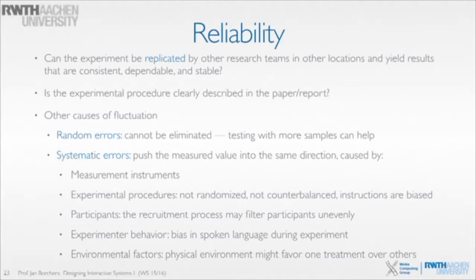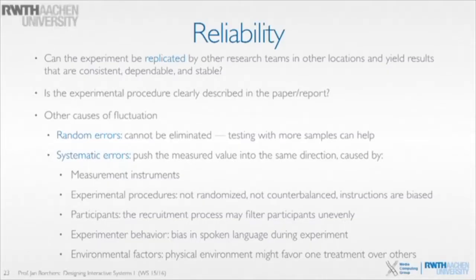Reliability means, can I replicate the experiment? And that's something that other disciplines do a lot, right? For example, in physics or something like this, it's perfectly normal that an experiment gets replicated by other teams just to make sure that it's really right. HCI isn't so good about this until now. It's been a discussion in the community. How can we make sure that our results get replicated more often?